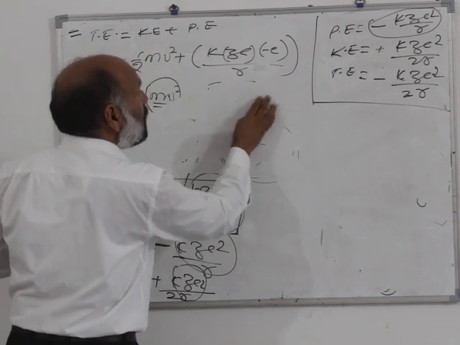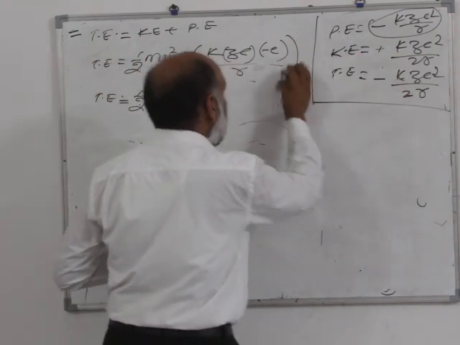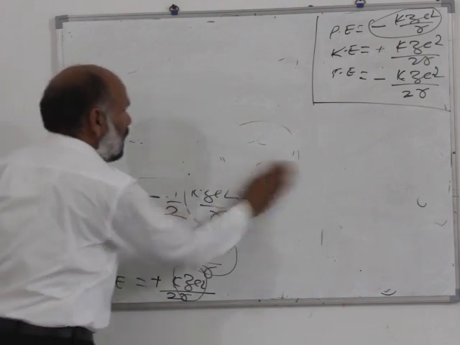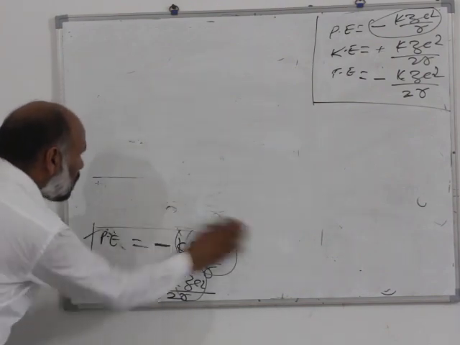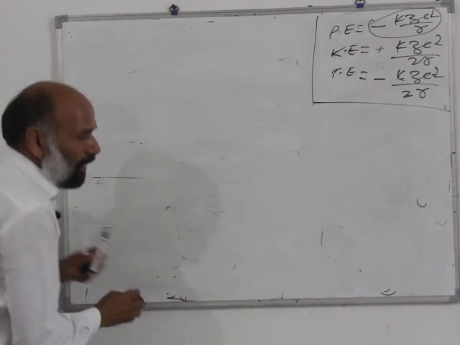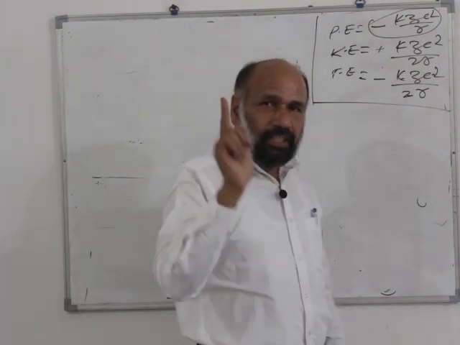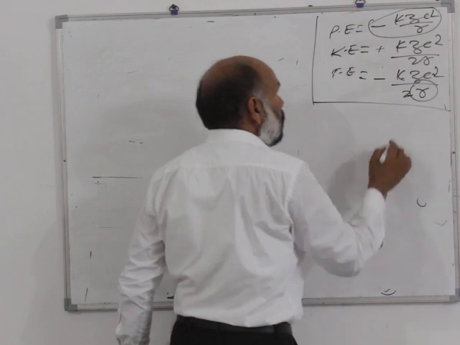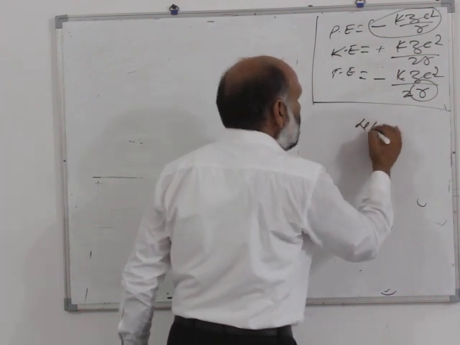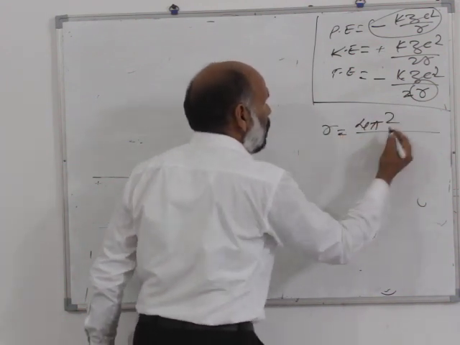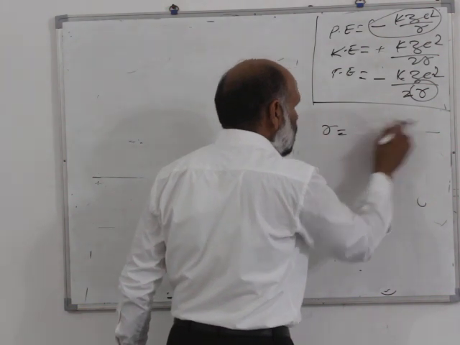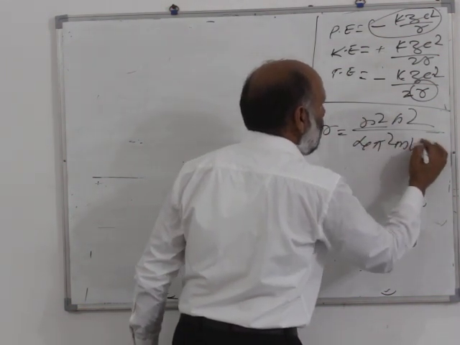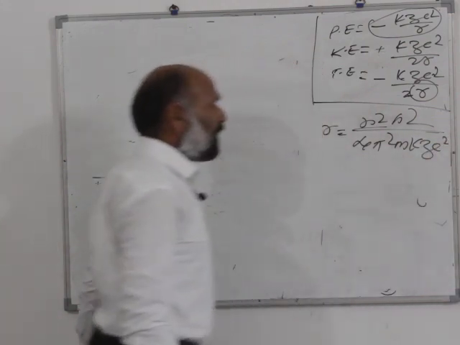What is total energy there? Kz square by 2r. And in the earlier lecture we calculated the value for r, and that was n square h square upon 4 pi square mkz square. Okay, so put the value here. What is r? n square h square upon 4 pi square mkz square. This is the value for r.